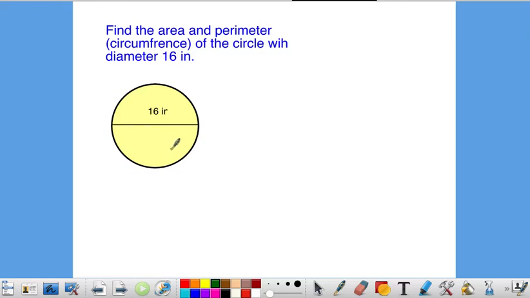Here you're given a circle with a diameter of 16 inches. You're asked to find the perimeter and the circumference. So if the diameter is 16, the radius has to be 8 inches. So quickly, using our formulas from the first page, circumference is equal to pi times the diameter. So that's pi times 16.